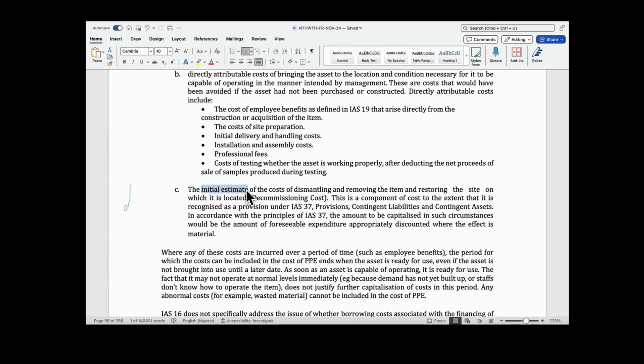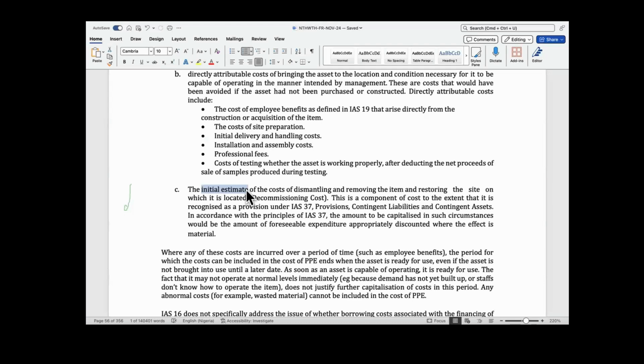If that is a requirement, if that is a thing in this arrangement, then that cost you are going to incur in the future, whether 10 years into the future, 20 years, or 50 years into the future, you must find a way to estimate that cost and include it as part of the cost of your asset. They will give you that cost in the exam. That is not a problem.